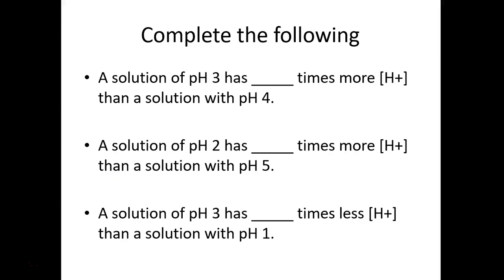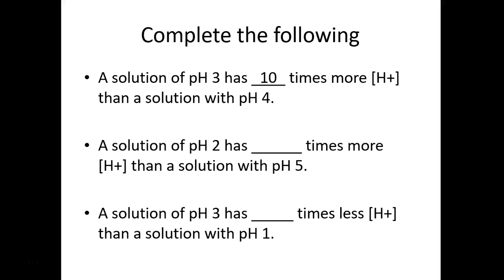So take a moment and pause the video and practice these examples. Okay, so if a solution has a pH of 3, it will have 10 times more hydrogen ions than a solution with a pH of 4. The difference in pH is 1 unit, so 10 to the first, or 10.